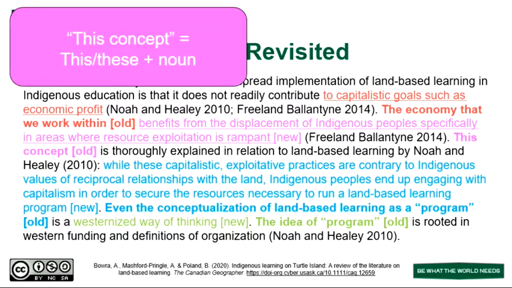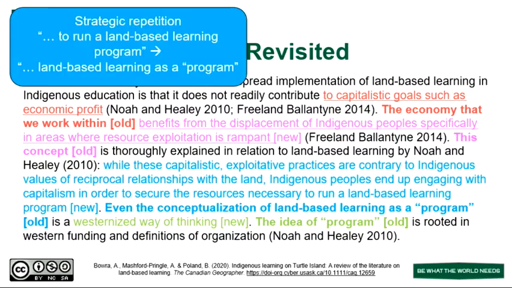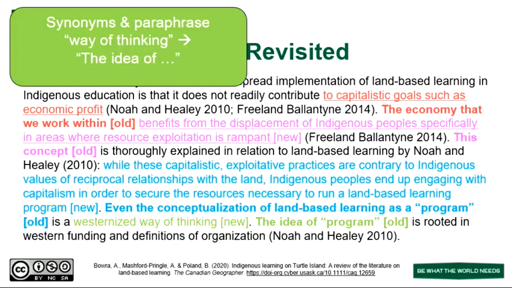Alternately, we can make use of this or these plus a noun structure in order to reference information that came before. And we can also make use of strategic repetition so that there is no confusion as to what we are referencing in our sentences. And again, we return to this use of synonyms and paraphrase.